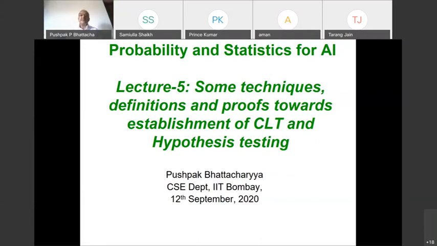This is Probability and Statistics for AI. We are in the 5th lecture. And today's agenda is to look at some techniques, definitions, and proofs towards establishment of central limit theorem and hypothesis testing.